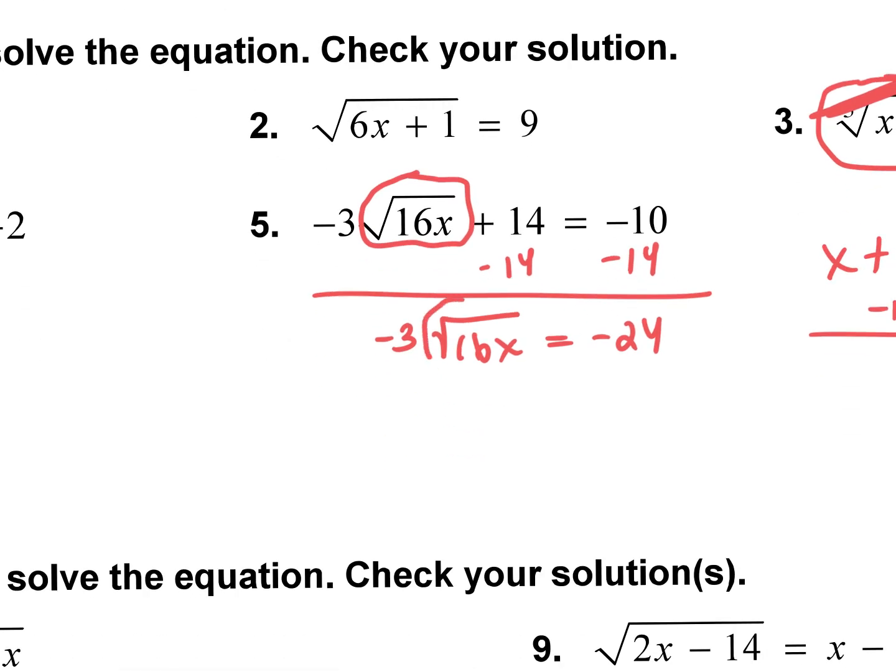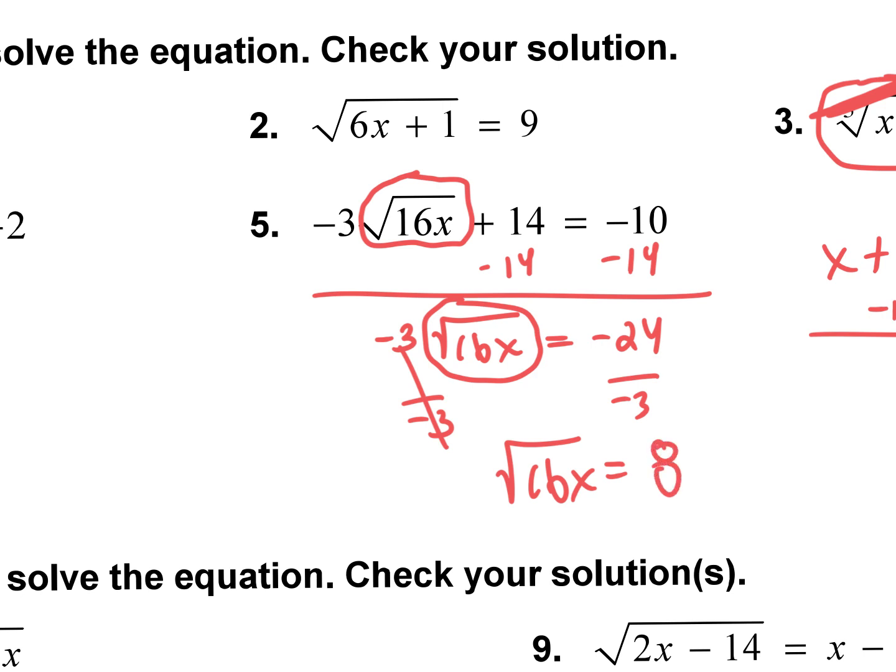Now I still need to get the 16x by itself. So what do I do? Divide by negative 3. So I have the square root of 16x equals, guys, what's a negative divided by a negative? Positive. So I have positive what? 8, okay. And then now, do I have my radical all by itself? Yes. So how do I get rid of that square root? You're going to square both sides, right? When you square a square root, that cancels out. So you have 16x equals, what's 8 squared? 64. Perfect. And now we divide by 16. And x equals, what's 64 divided by 16? 4.